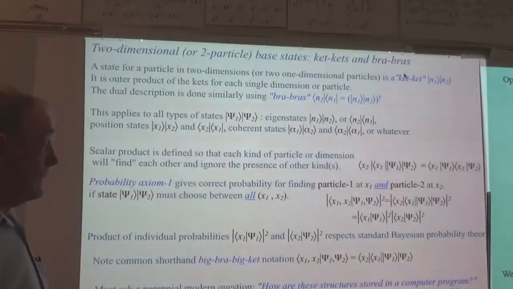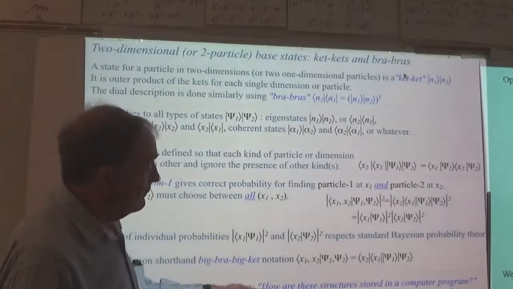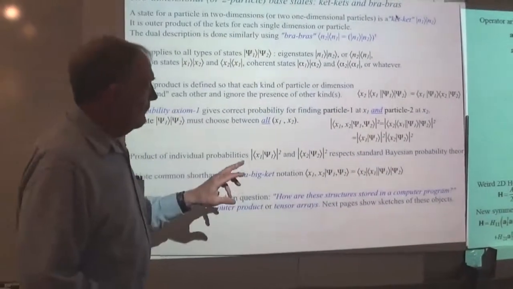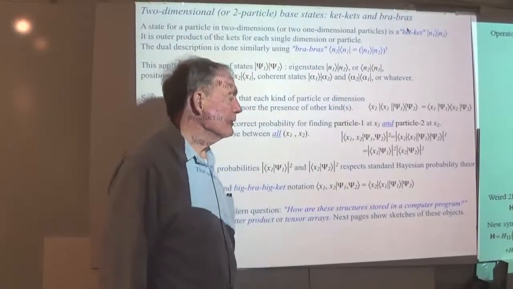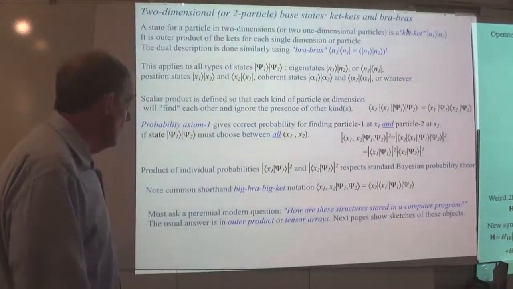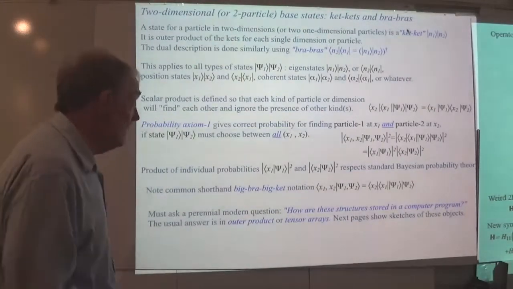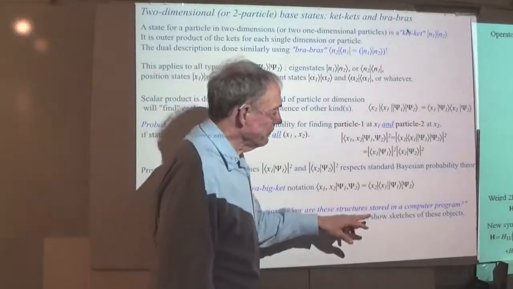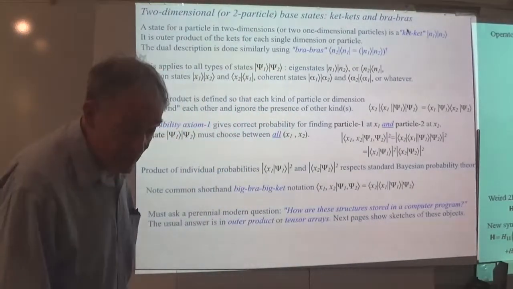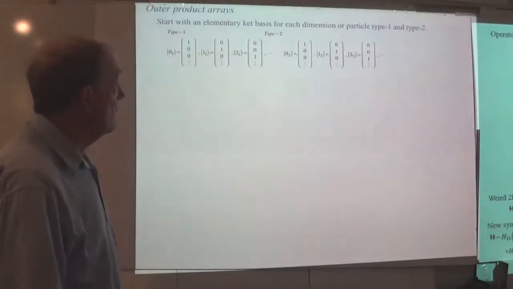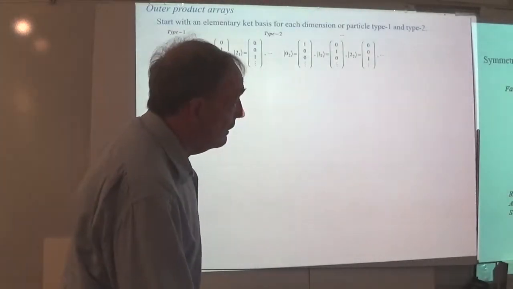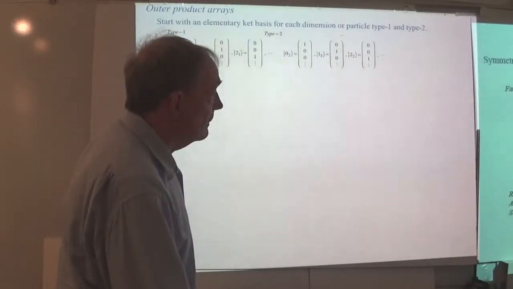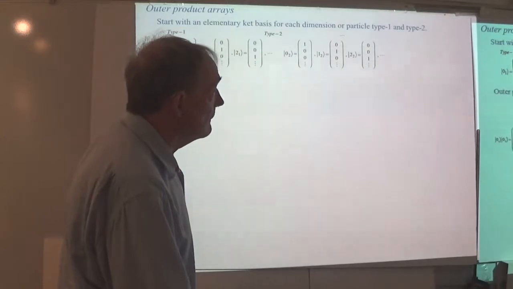Now, the other thing that has got to come up here is, when we do this stuff, we have to ask, how are these structures stored in a computer program? What's the best way to put them down? Well, there are many ways. And the usual answer is you make tensor arrays. Store these things as tensors. So that's what we have to discuss. And I'm going to go ahead and bring this computer up to speed here so that we can make some comparisons.